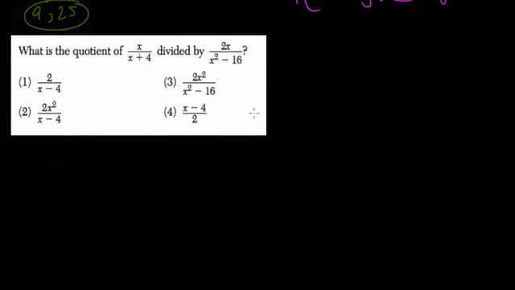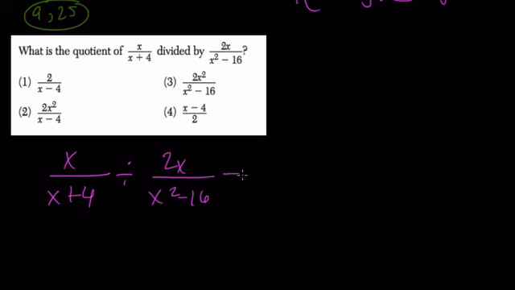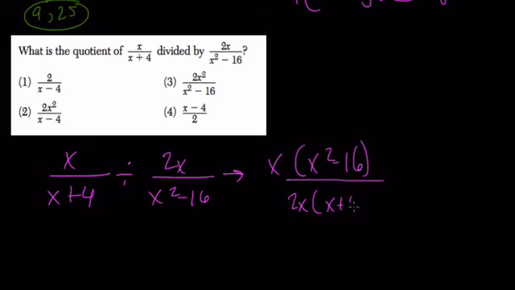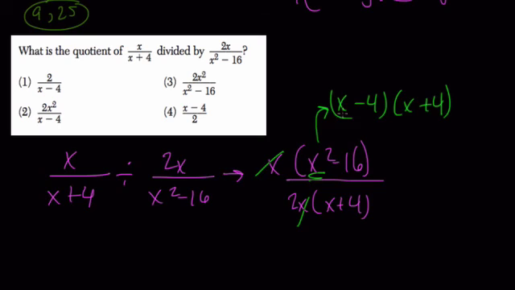Okay, what is the quotient of x over x plus 4 divided by 2x over x squared minus 16? We're dividing, so multiply by the reciprocal: x times x squared minus 16 over 2x times x plus 4. Well, these x's cancel out. It's a good start. And x squared minus 16 is the difference of two squares, so it's x minus 4 times x plus 4. You just take the square root of both terms. x squared is x, 16 is the square of 4. You add one, subtract the other.